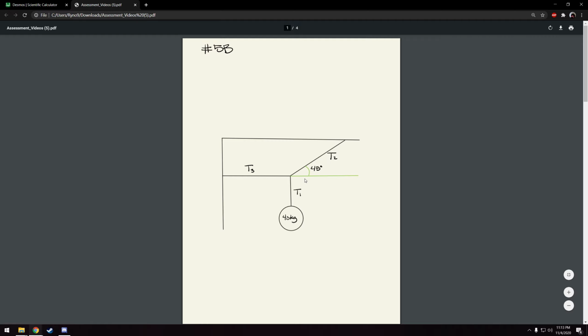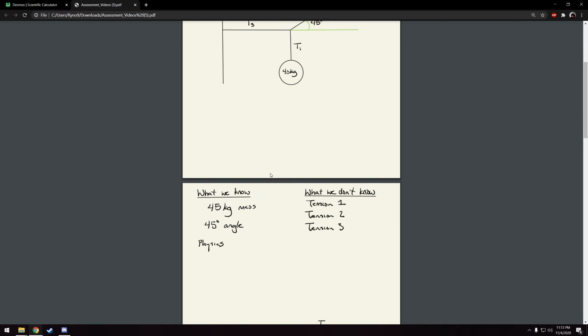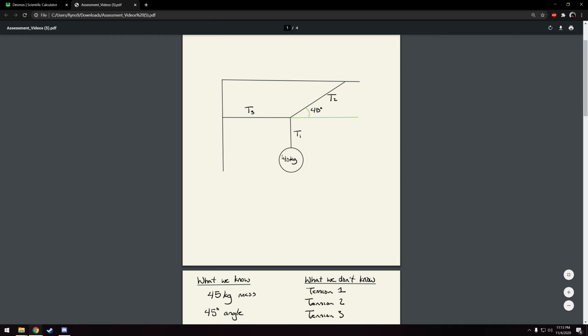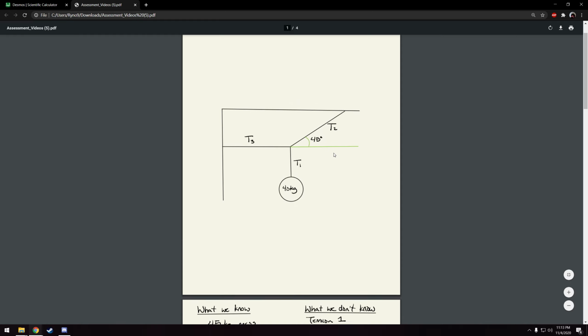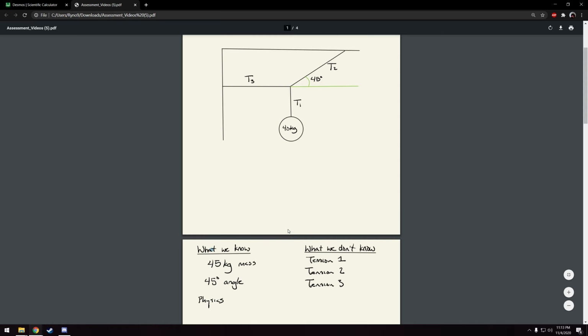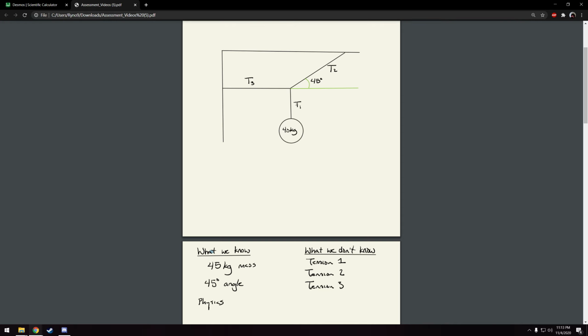Now, before we start this problem, we have to ask ourselves, what do we know and what do we not know? Well, we know that there is a 45 kilogram mass hanging from this system, right? And we know that T2 is at a 45 degree angle. And with that knowledge, we also know some physics, or at least I do, and you're going to learn some physics. And what we don't know are the tensions between all of these ropes. Now we can find that very easily.